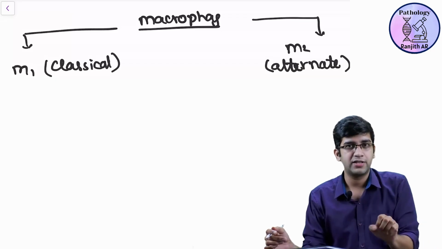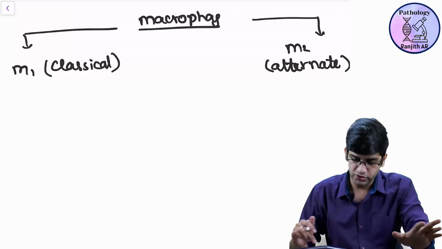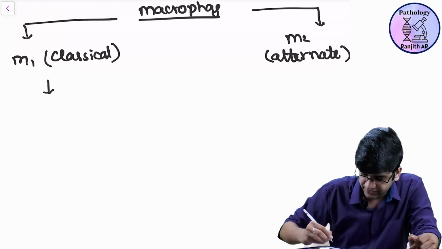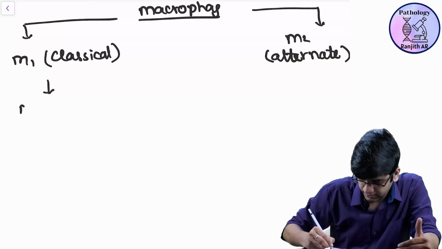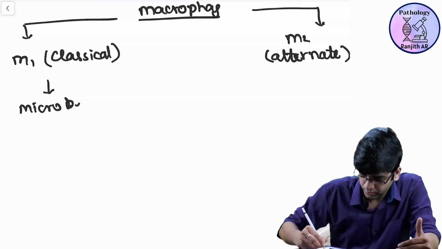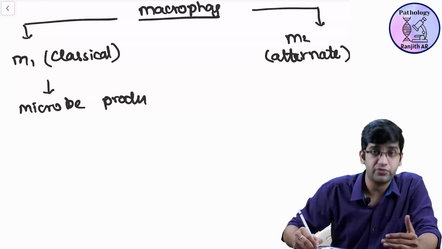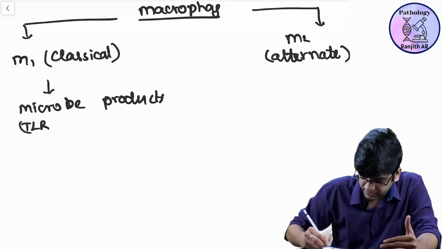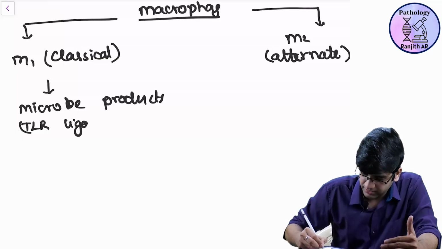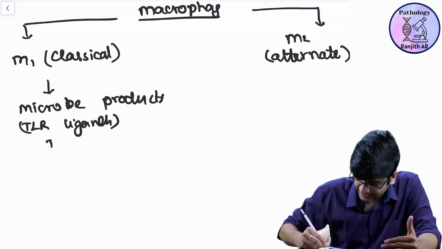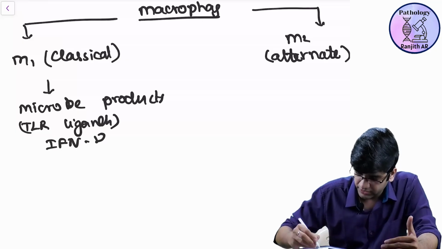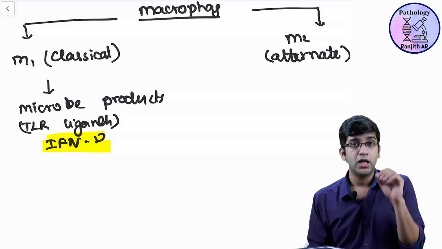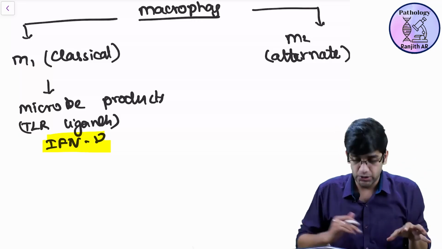So a normal macrophage becomes M1 activated. What are those triggers? A normal macrophage will become an M1 activated macrophage if it encounters microbial products, like the ligands of toll-like receptors, and interferon gamma. This one is important. Remember this one? It is very important. With the help of interferon gamma, for an MCQ as well, a normal macrophage becomes an M1 activated macrophage.